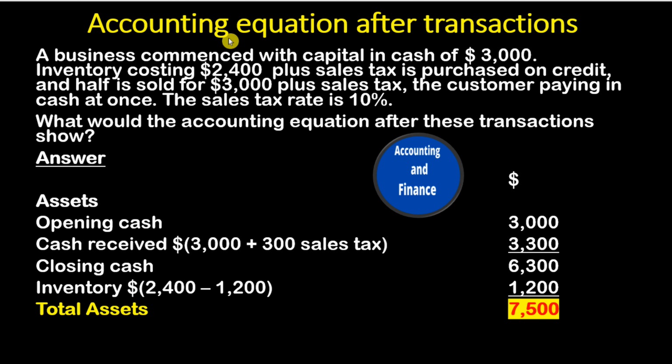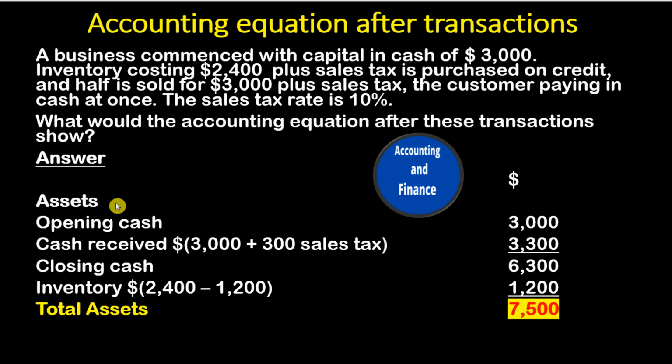Accounting equation after transactions. A business commenced with capital in cash of $3,000. Inventory costing $2,400 plus sales tax is purchased on credit, and half is sold for $3,000 plus sales tax, the customer paying in cash at once. The sales tax rate is 10%. What would the accounting equation after these transactions show?